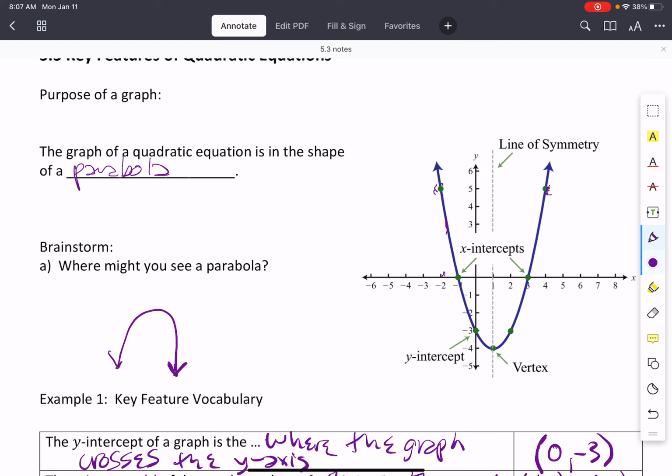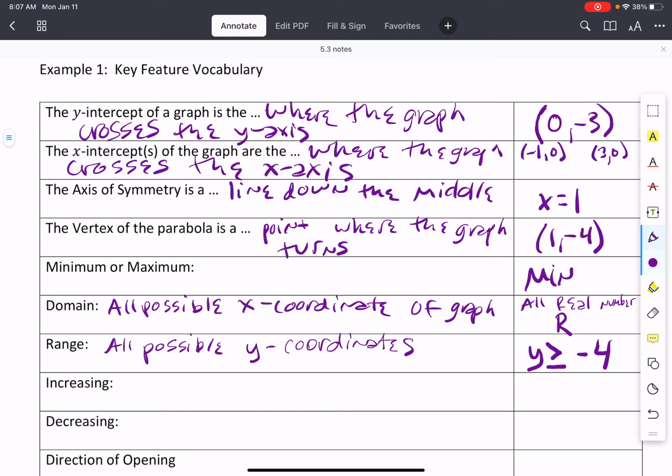Okay? So here's what I want to know. Is this graph at the beginning increasing, meaning getting bigger, or decreasing, getting smaller? Decreasing. Until when? When does it stop decreasing? Tell me the vocab word. At the vertex. And then what does it start doing? Increasing. So what we would say on this graph is that it's increasing right of vertex, and it's decreasing left of vertex. Okay.